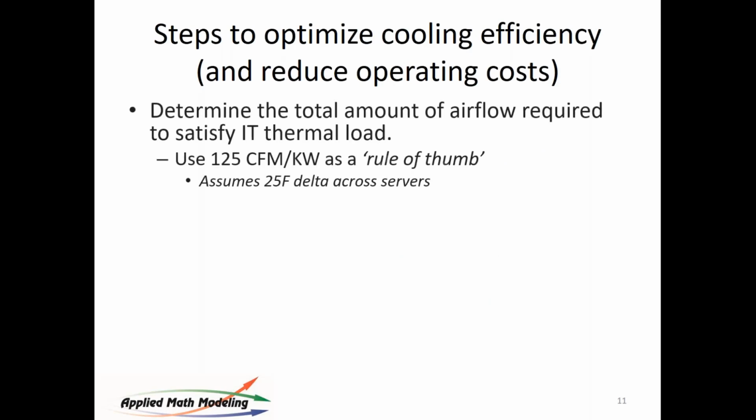Now, in order to optimize the data center, we need to first take a look at the airflow in it. And again, we're going to have to use some rules of thumb here. We have to use some assumptions because we don't have exact data on every single server and what it's producing for air. So we're going to assume here 125 CFM per kW as a rule of thumb. That's about a 25-degree delta.